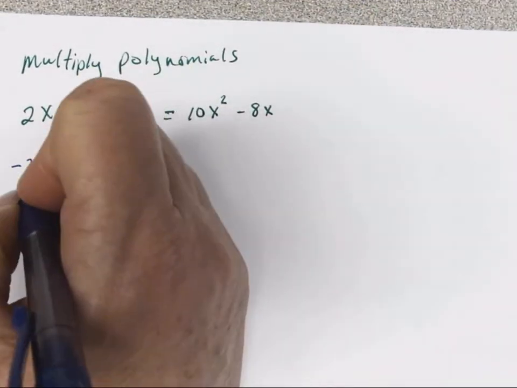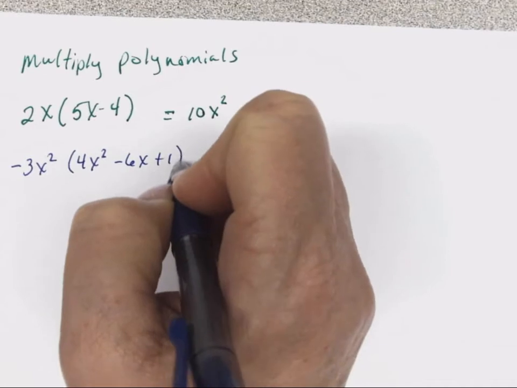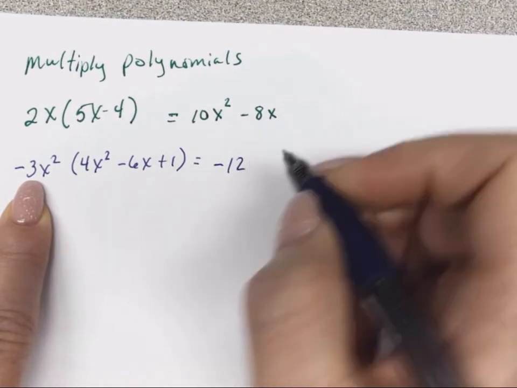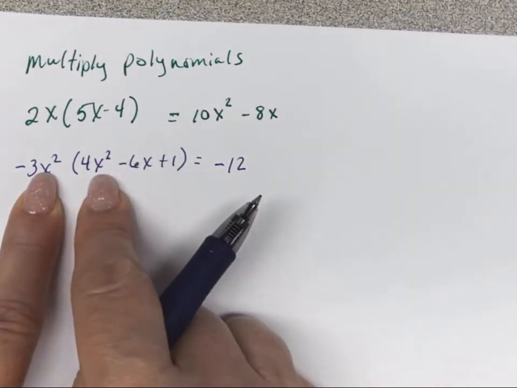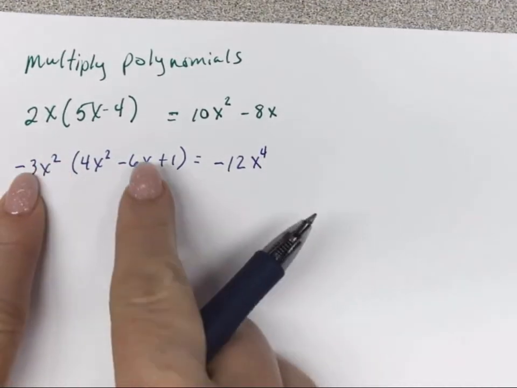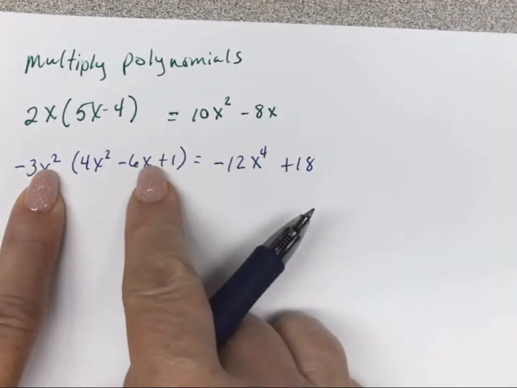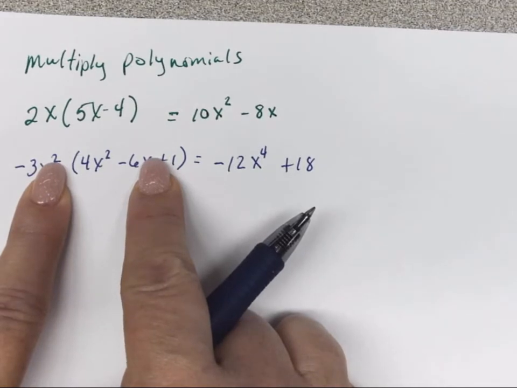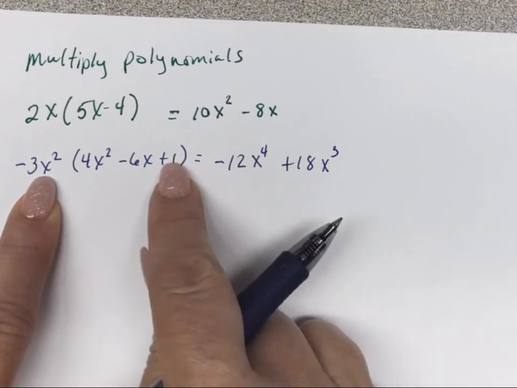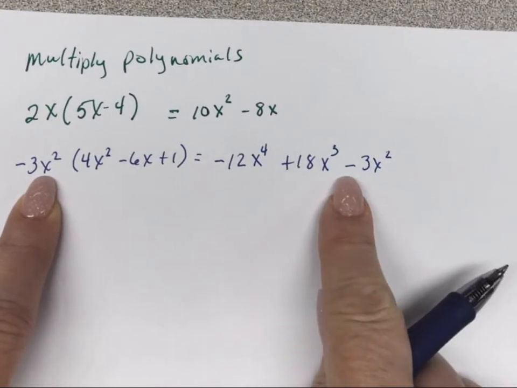If we have negative 3x squared times 4x squared minus 6x plus 1, negative 3 times 4 would get us negative 12. X squared times x squared, we add our exponents, 2 plus 2 will get us 4. Negative 3 times negative 6 is positive 18. X squared times x would be 2 plus a 1 exponent will get us x to the third. And negative 3x squared times 1, well, that's just going to be itself, because anything times 1 is what it was. So that would be your answer.